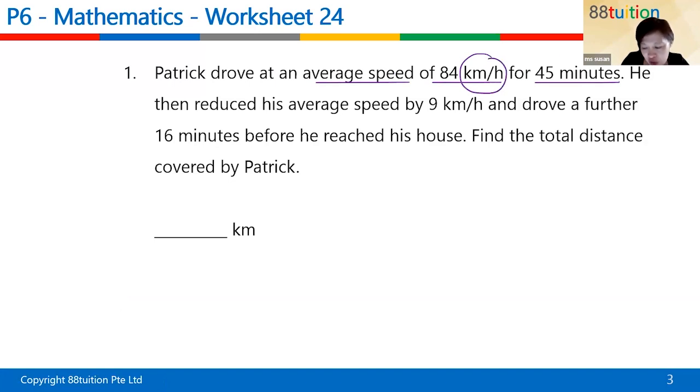Number 2, look out for unit. They must be in common unit for you to do that. All right. Reduce the average speed. Drove a further 16 minutes before he reached the house. So there are 2 parts of the journey. Remember what is meant by average speed. Average speed has a definition. It's the total distance that is being traveled, divided by the total time spent. Understand or not?